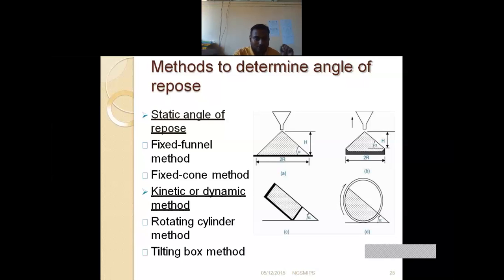From 2 o'clock, you have the class of Himanshu sir, is it not? From 2 o'clock, I think 3. 2 or 3 o'clock? So 3 o'clock. So I will show you how you can calculate the angle of repose. Just wait, okay? I will show you.